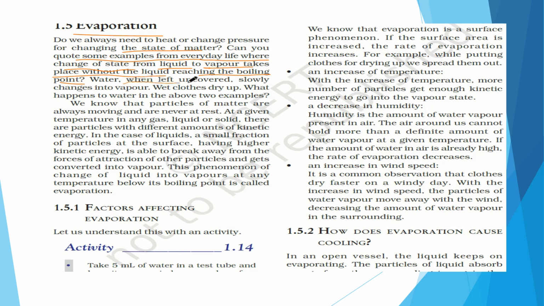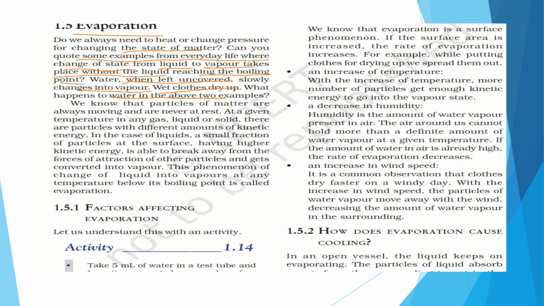Now water, when left uncovered, slowly changes to vapor. It is summer, so it's too hot outside. If you keep a pot of water outside for a few days, the water will evaporate. Wet clothes you hang outside to dry, they'll dry up. This is water evaporating. These two are the main examples of how water evaporates without reaching the boiling point.